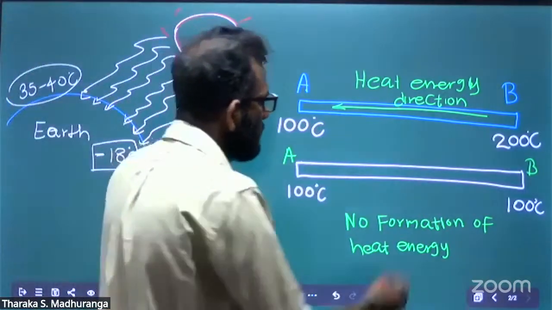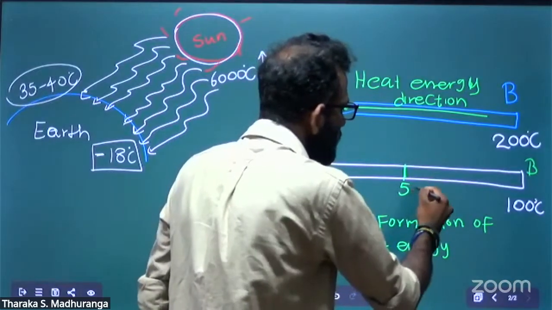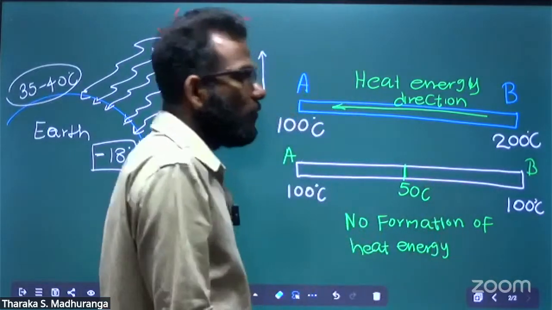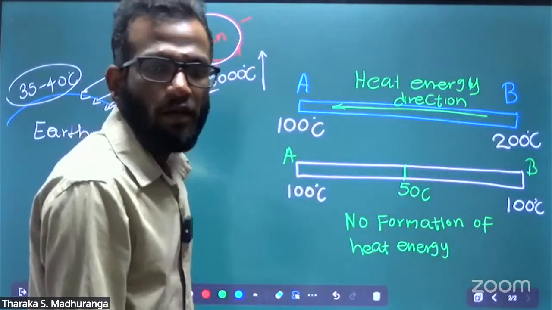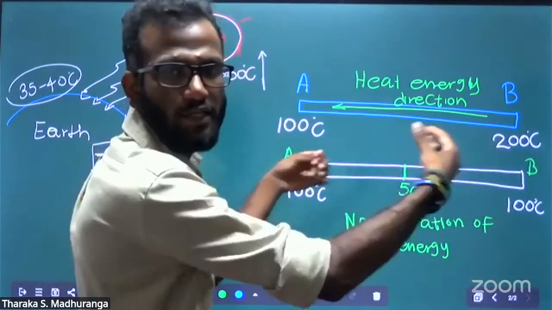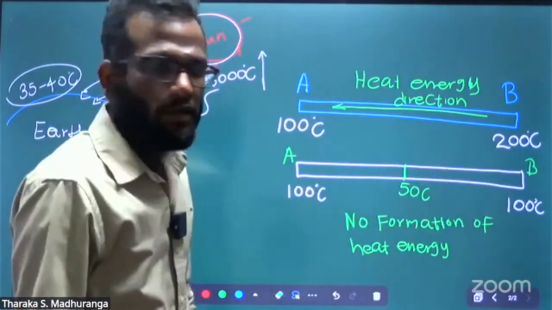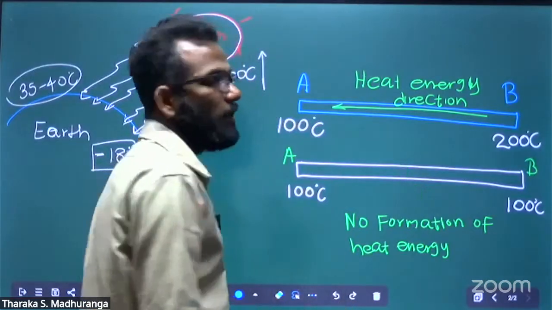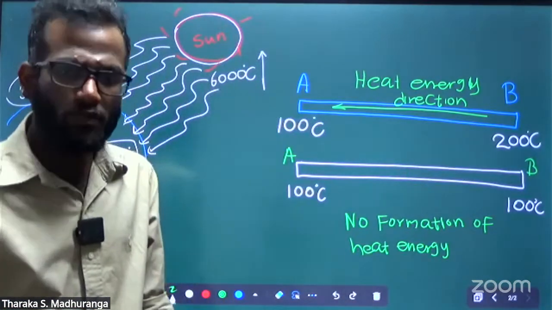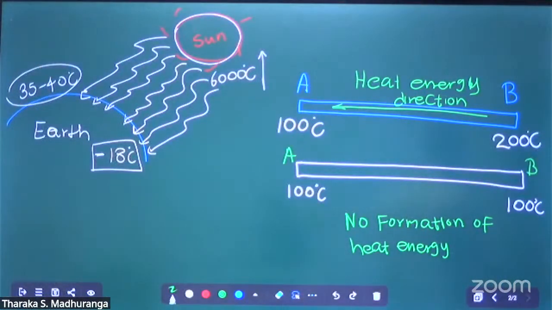If the midpoint is another temperature, think the midpoint is 50 Celsius, now your previous answer is correct. From both sides, heat energy transfers from higher temperature to low temperature at the midpoint. But if it is the same temperature, no temperature difference, no heat energy formation. That you need to understand in the basic part of the heat lesson.